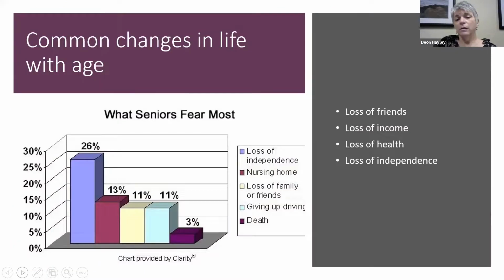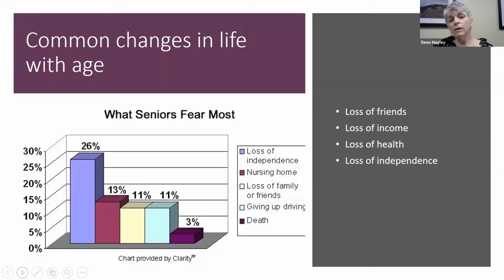Some of the other things that happen with age are the losses of friends and family members and income and health and independence. You can see this is an interesting graph here about what people fear most. Losing independence is a huge adjustment. We're used to living in a world where we have so much ability to make decisions on our own and do our own thing and fulfill ourselves. But that does change.